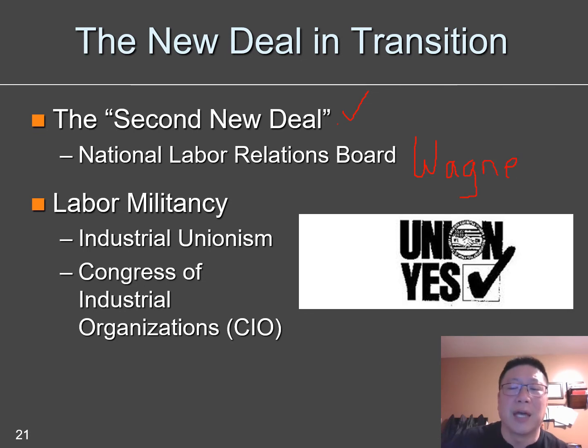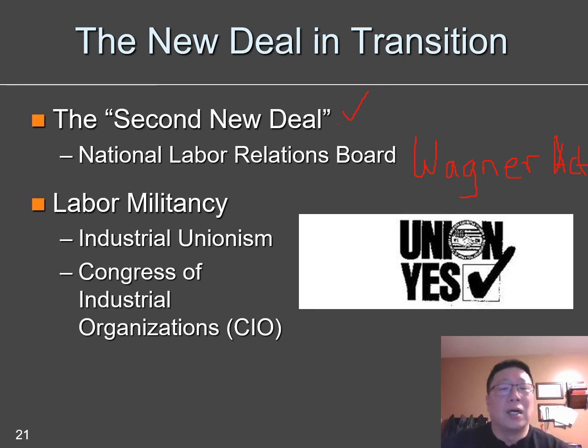And because then what happened is the NRA was struck down as unconstitutional. Schechter Poultry versus U.S. They said the government doesn't have the power to regulate the economy like that, so that gets struck down, which then also takes 7A with it. And so the Wagner Act makes it easier for unions to organize.